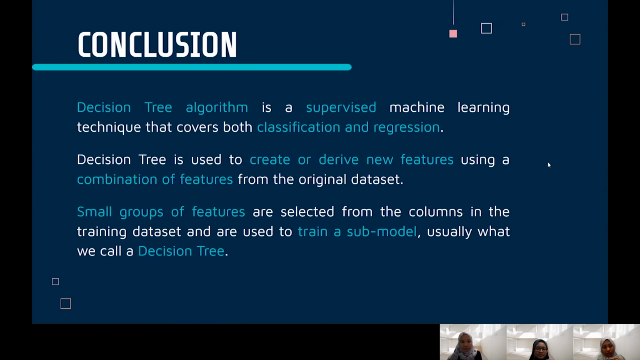In conclusion, the decision tree algorithm is a supervised machine learning technique that covers both classification and regression. This decision tree is used to create or derive new features using a combination of features from the original dataset. What a decision tree does is that small groups of features are selected from the columns in the training dataset and are used to train a submodel, usually what we call a decision tree.